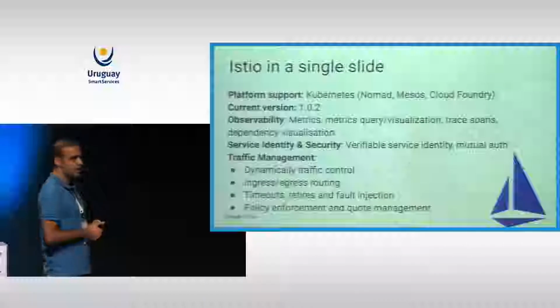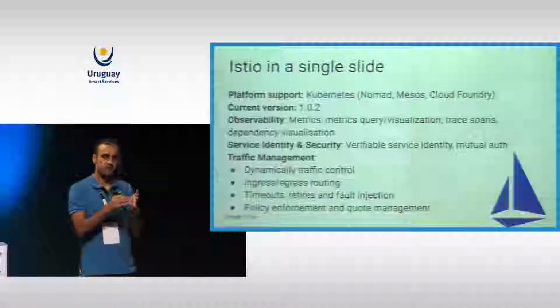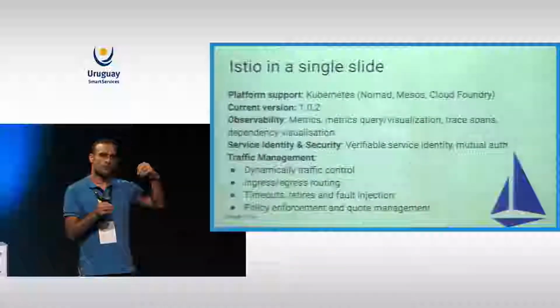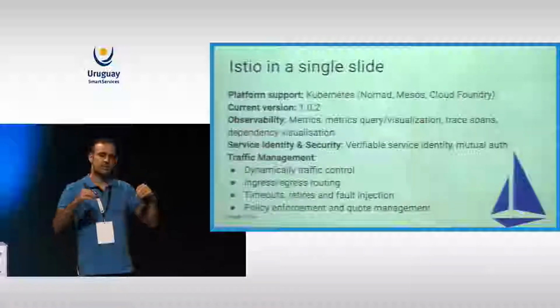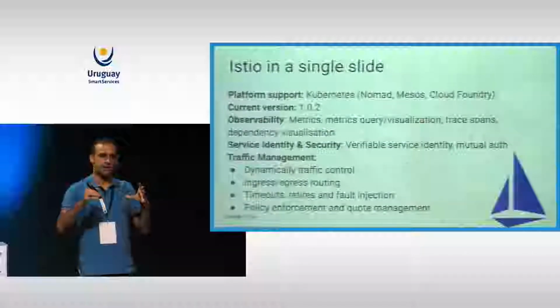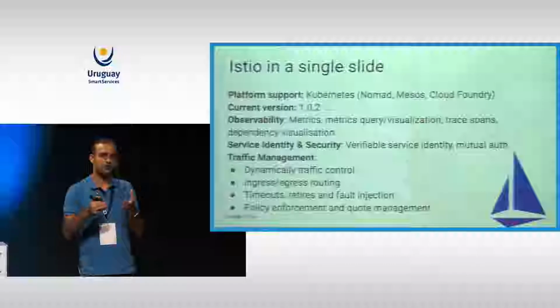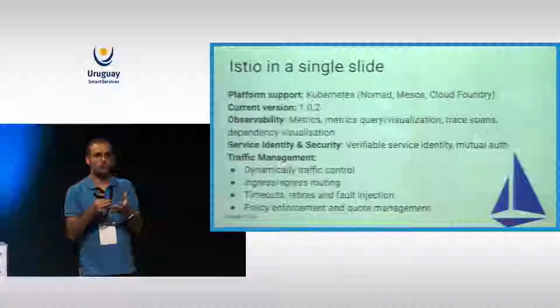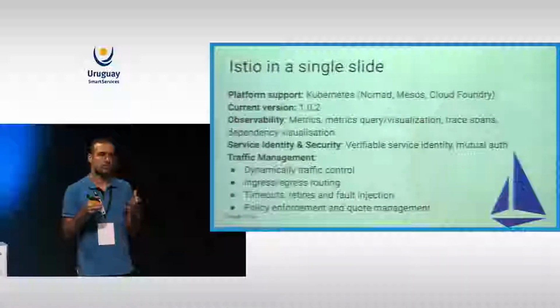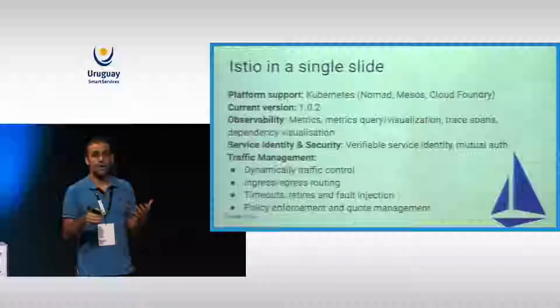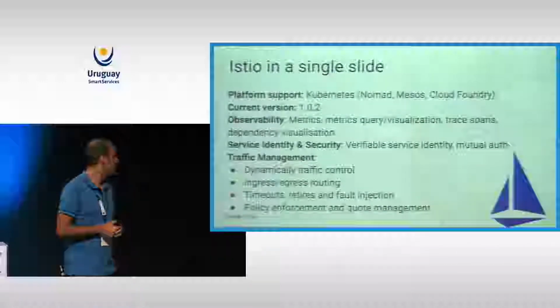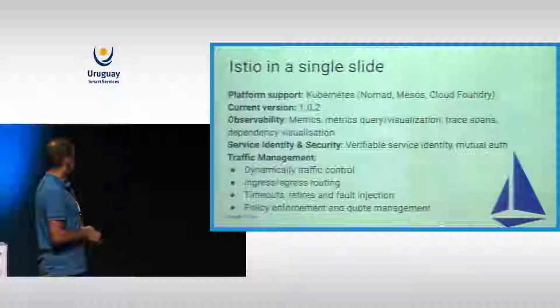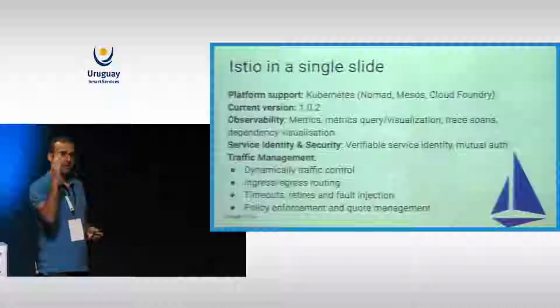And finally, traffic management. So you can think that Kubernetes manages your application and Istio manages your traffic. And it has a lot of features to set policies on the traffic and also change traffic flow dynamically as you want, right? So you can dynamically change traffic. You can set rules at the ingress and egress.